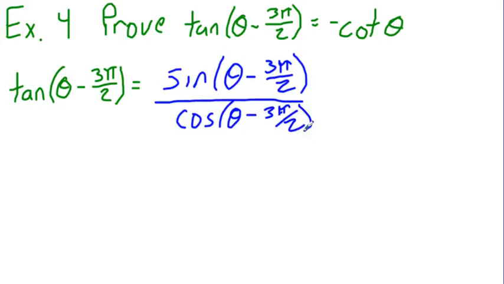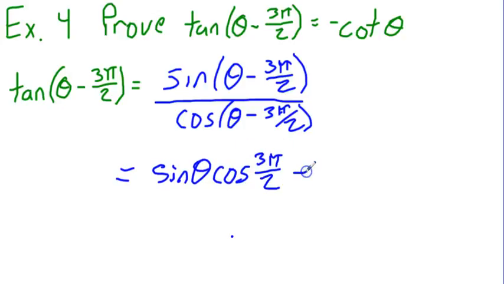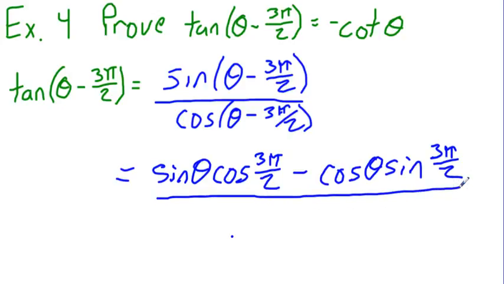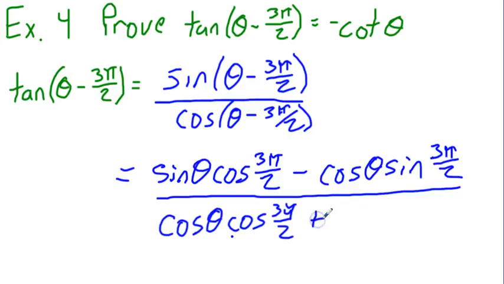So if we rewrite this using our sine and cosine difference and sum identities, this becomes the sine of theta times the cosine of 3 pi over 2 minus the cosine of theta times the sine of 3 pi over 2, all divided by cosine of theta times the cosine of 3 pi over 2 plus the sine of theta times the sine of 3 pi over 2.